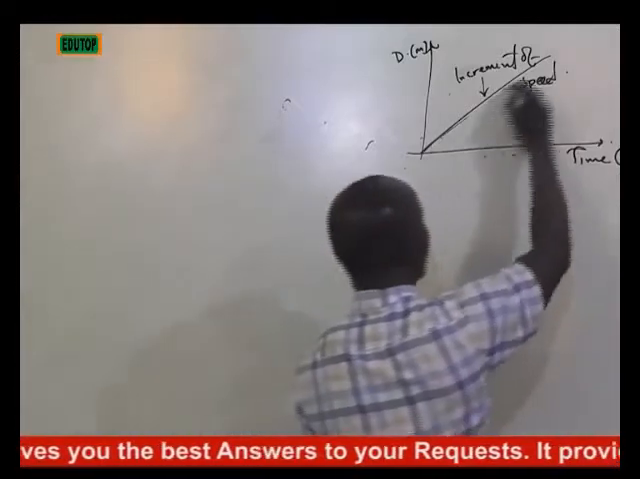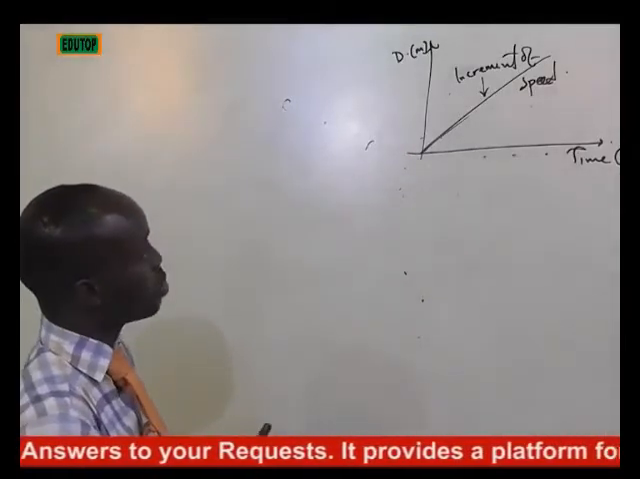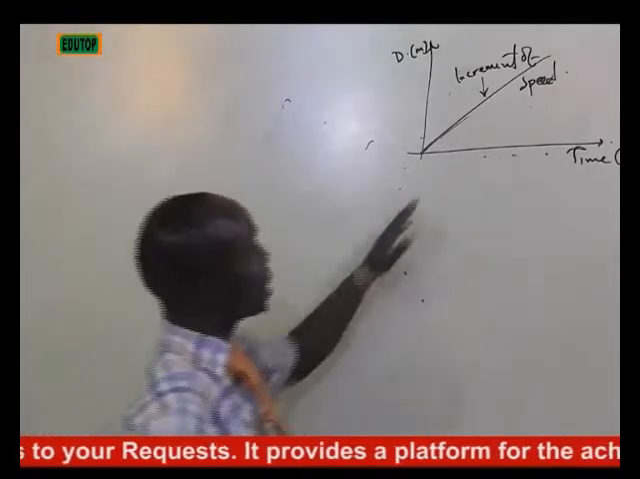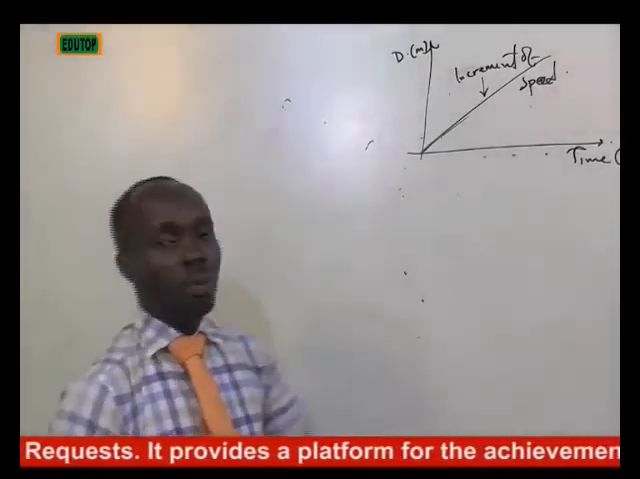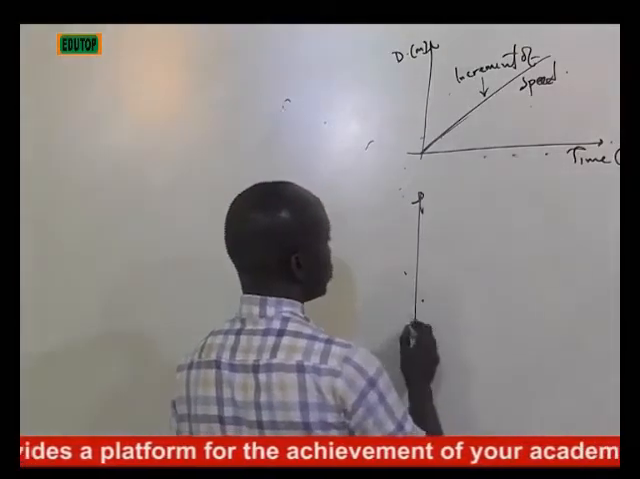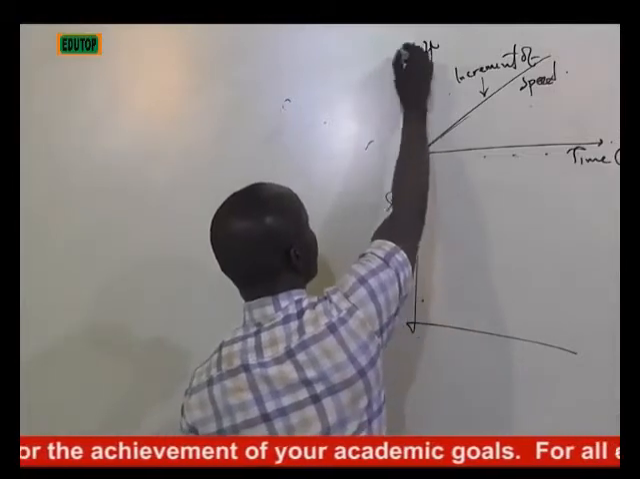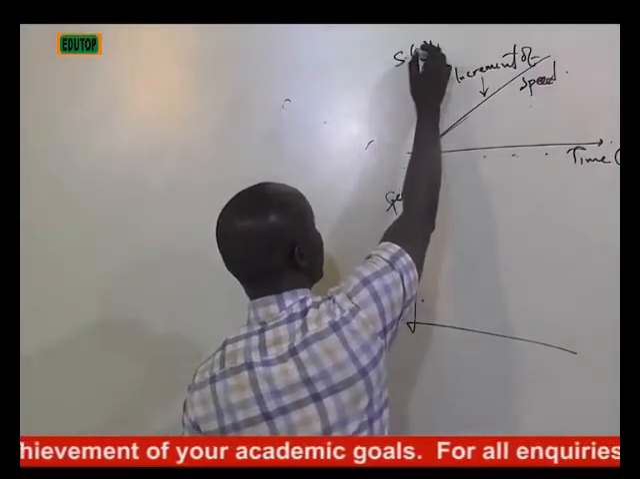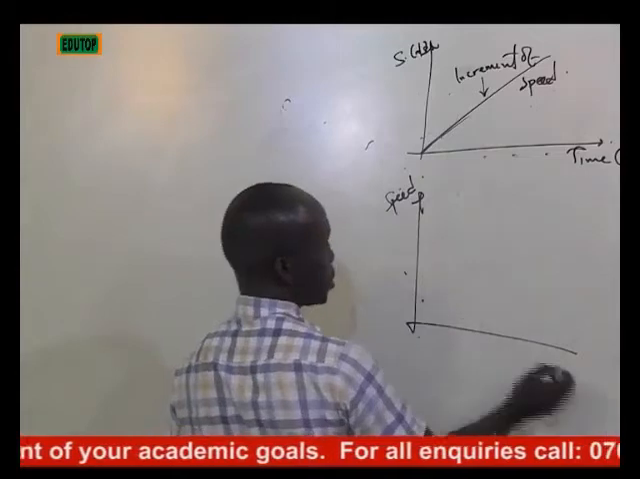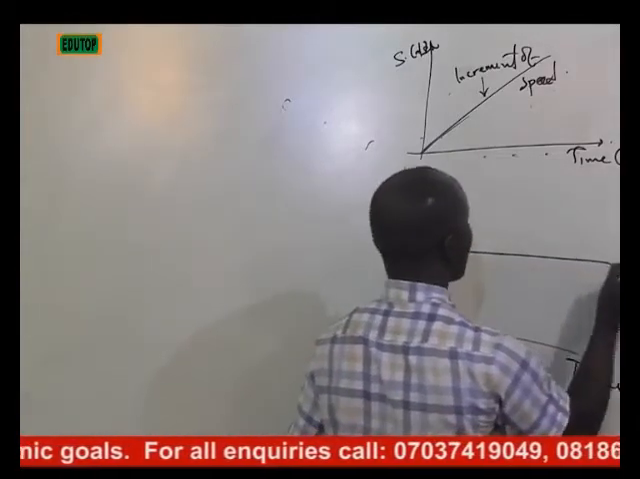If you have this type of graph with respect to distance and time, it means that it is increasing with respect to speed. But if you have this type of graph with respect to speed, let's use this as speed, that's your S in meters per second. If you have this type of graph, speed to time, and you now have something like this.